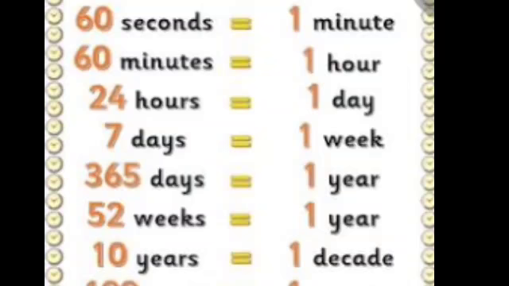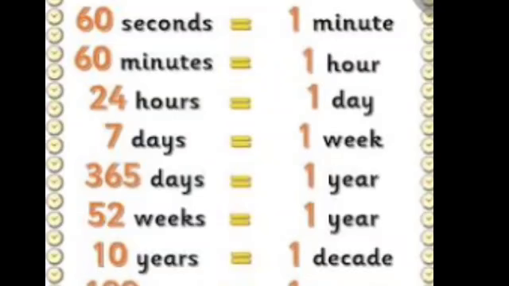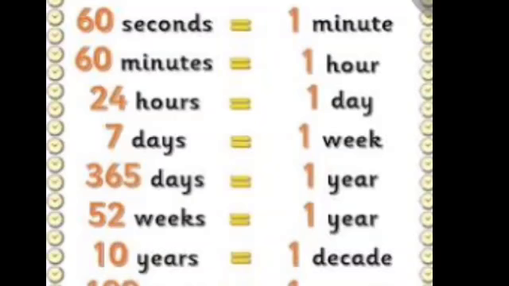Clear? So, 60 seconds means 1 minute, 60 minutes means 1 hour, 24 hours means 1 day, 7 days is 1 week, 365 days 1 year, 52 weeks 1 year, 10 years 1 decade and 100 years 1 century, and thousand years is 1 millennium.